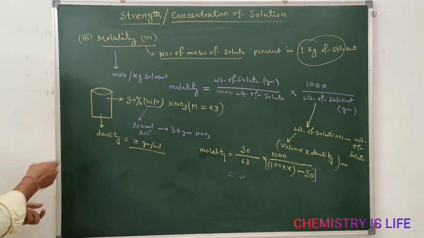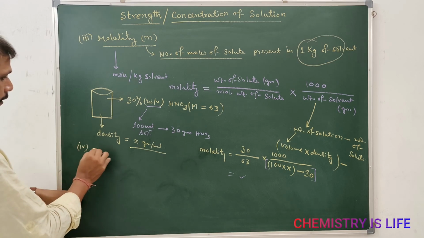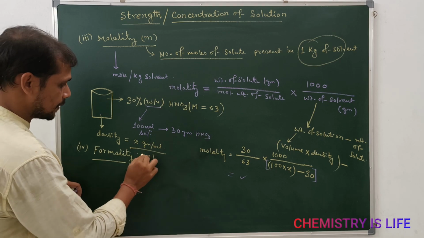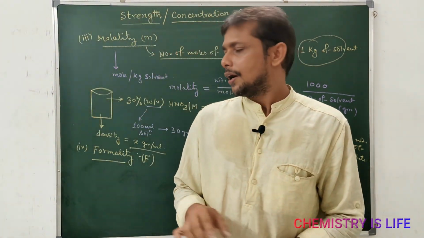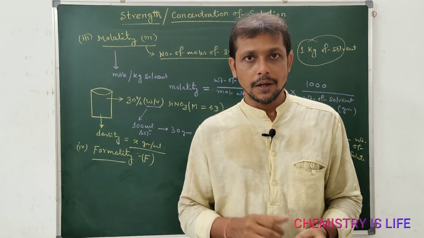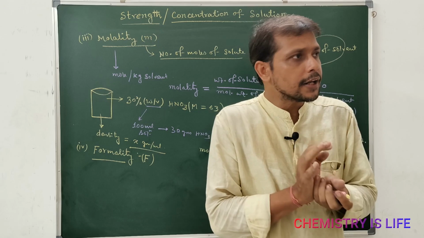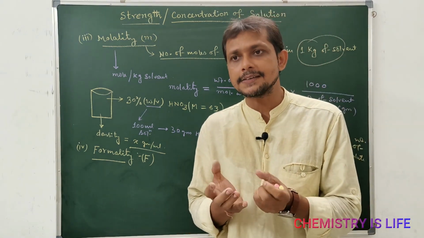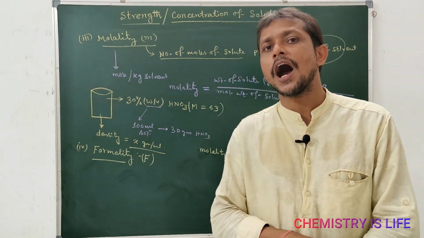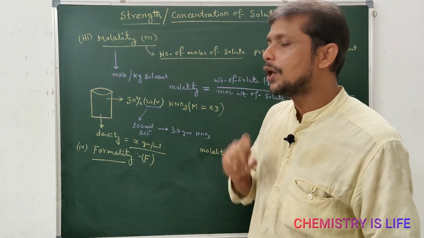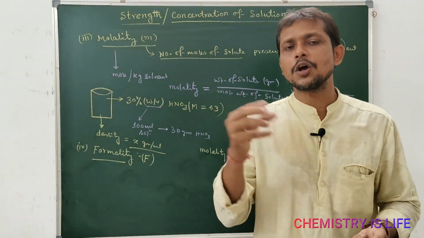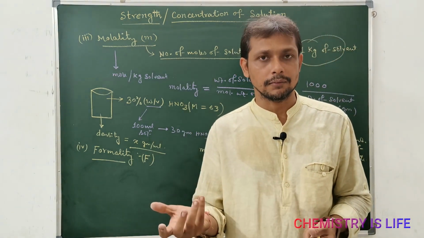Okay, so let's take the fourth concentration term, which is formality. Formality is represented as capital F. This is a special case. This concentration term is used for the solution of ionic compounds. Ionic compounds have no molecular structure. They have ionic lattices. They have no molecular existence. So for ionic compounds, their molecular weight term is insignificant. For them, instead of molecular weight, formula weight is taken.